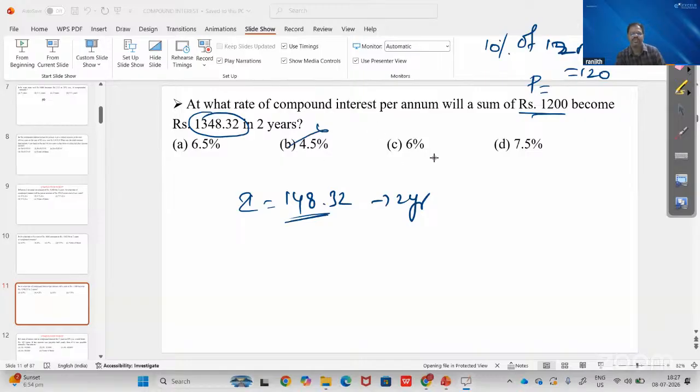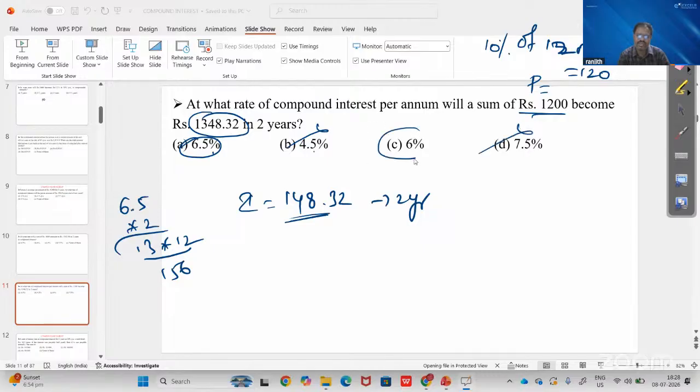4.5 is eliminated. So which one is the answer? If I go with 6.5 percentage, I'm not taking the total value after 2 years, I'm taking just simple interest only. So 6.5 into 2 equals 13. 13 into 12 equals 156. But whatever amount we are getting is less than 156. In the sense 6.5 is cancelled, 4.5 is cancelled, obviously 7.5 is also cancelled. So the answer equals 6%.